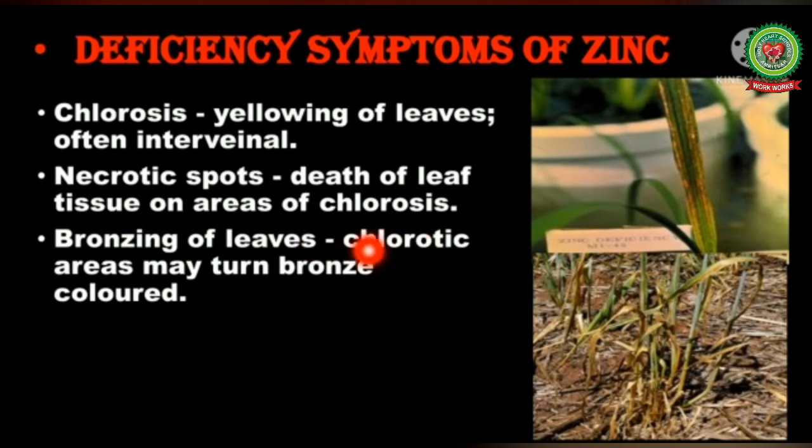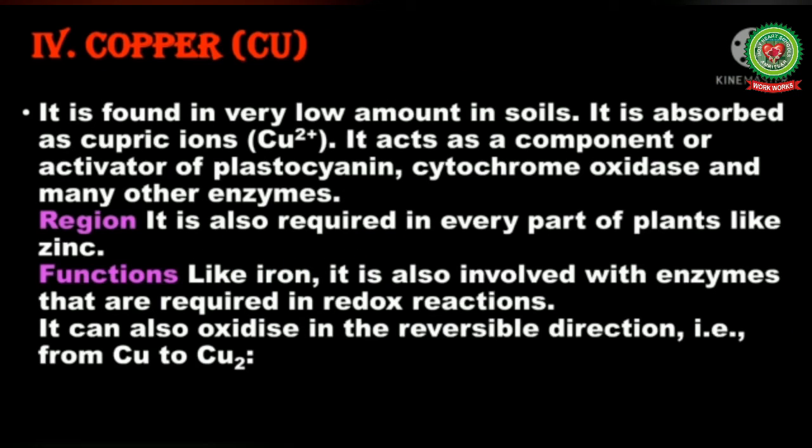Copper. It is found in very low amount in soil. It is absorbed as cupric ions. It acts as a component or activator of plastocyanin, cytochrome oxidase and many other enzymes. It is also required by every part of the plant, like zinc. Like iron, it is also involved with enzymes that are required in redox reactions. It can also oxidize in the reversible direction, that is from cuprous to cupric ions.